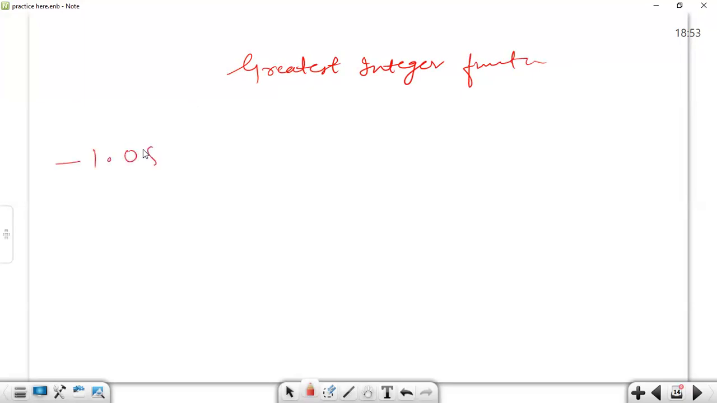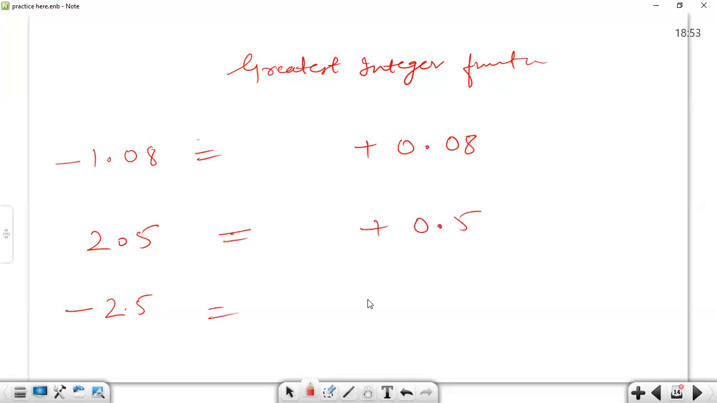Take 1.08 and 2.5. So how can the greatest integer of minus 1.08 be written? First of all, its fractional value is this. Now, how can we find the greatest integer of minus 2.5? By writing minus 3 here, by writing 2 here, by writing minus 2 here.